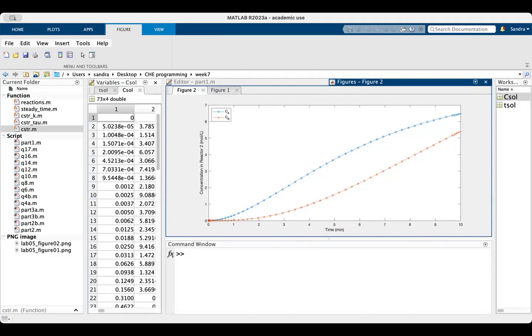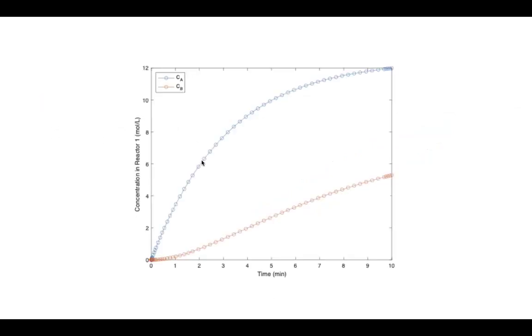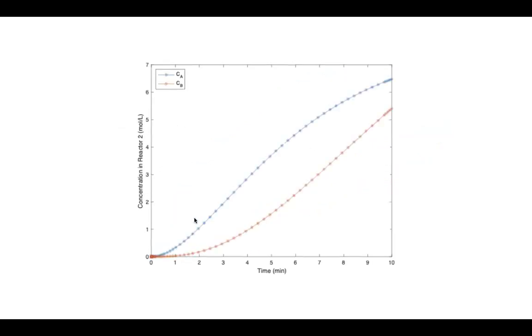So this is the first part of the question, that is, determine the evolution of concentration of A and B in both the reactors during the first 10 minutes. Here you have your first reactor, CA and CB, and this is your second reactor, CA and CB. Any doubts on this?